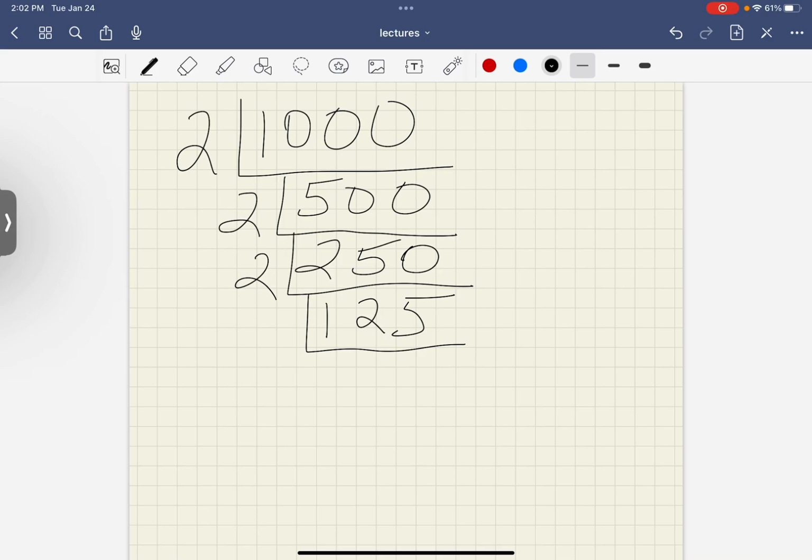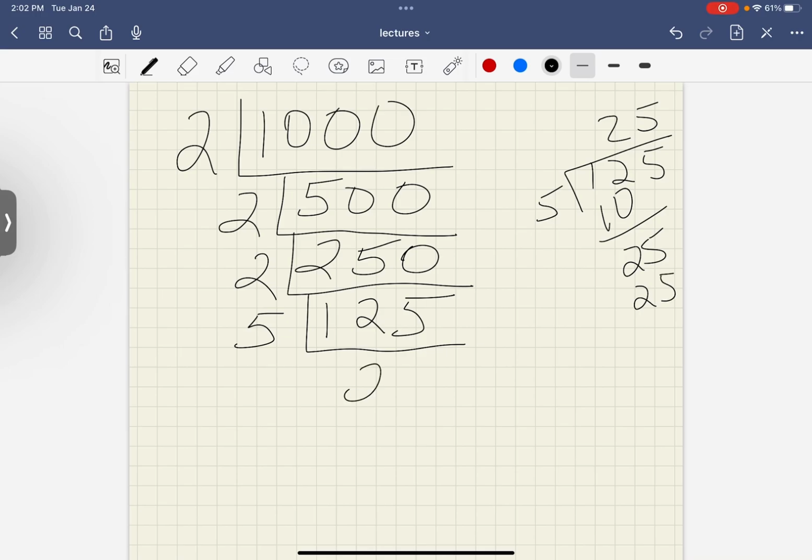But because it ends in a 5, I know that it's divisible by 5. So let's divide it by 5. If you need to come over to the side and divide it, that's fine. 5 goes into 125 25 times. And you know that 5 goes into 25, and it goes in there 5 times.